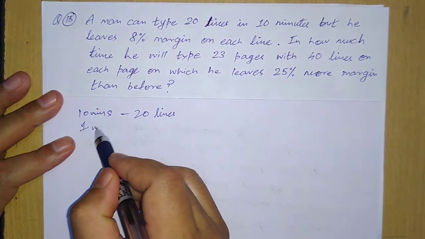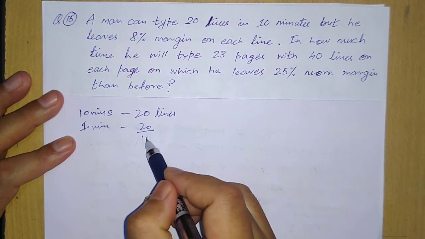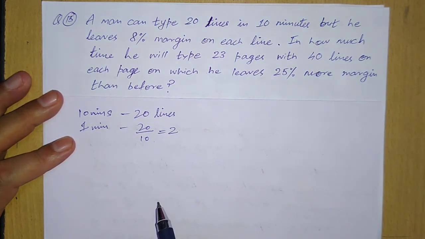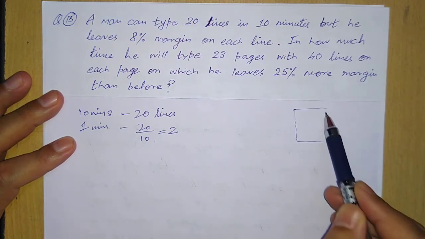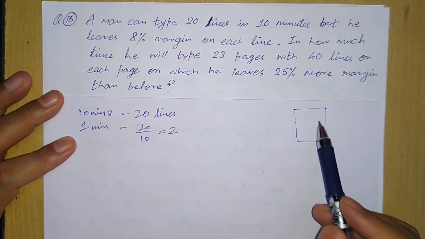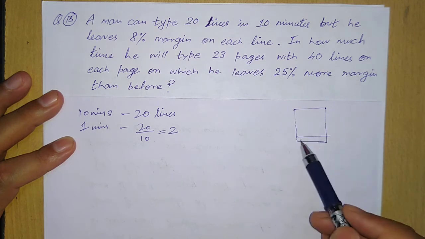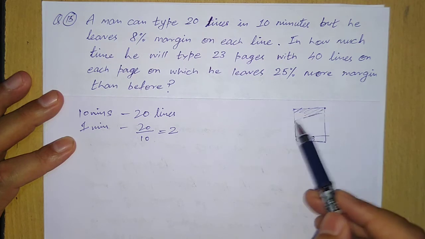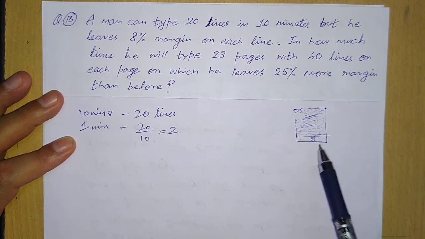So in 1 minute, how many lines will he be able to type? 20 divided by 10 is equal to 2. Now the question also says, but he leaves 8% margin on each line. For example, if this is the page, then he leaves 8% margin. So he doesn't type here at the bottom. He will begin from the top until 92% he will complete, but he will leave 8% margin.